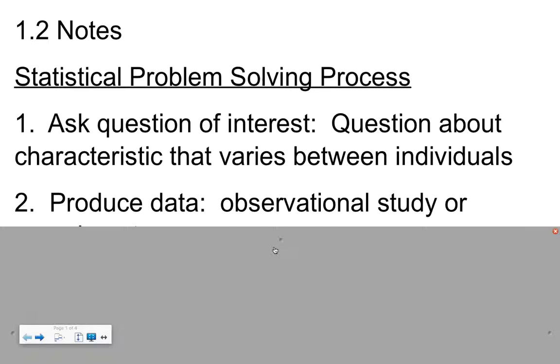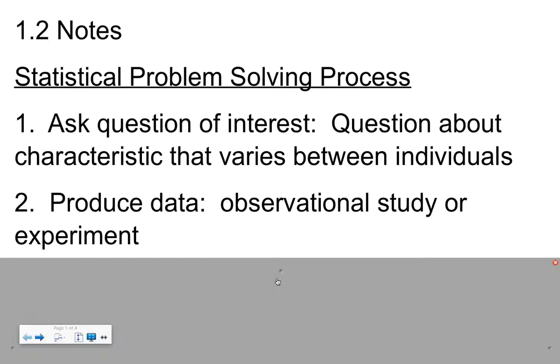The next step is to produce data. To produce data, we would either do an observational study or an experiment. Remember from our 1.1 notes, an observational study is like a survey or something where you're not inflicting any sort of treatment on your subjects or individuals. An experiment would be where you're doing some sort of treatment on your subjects or individuals.